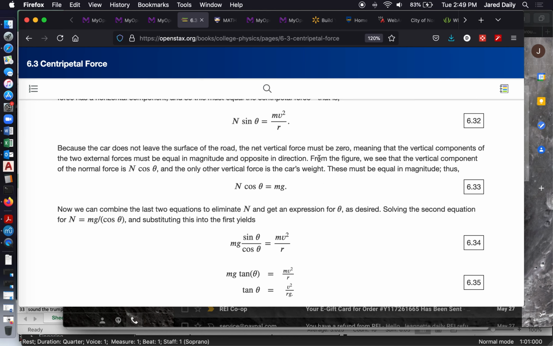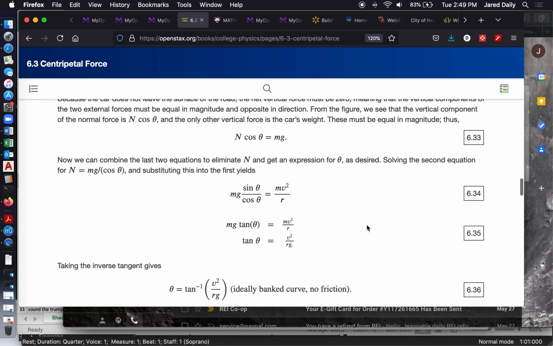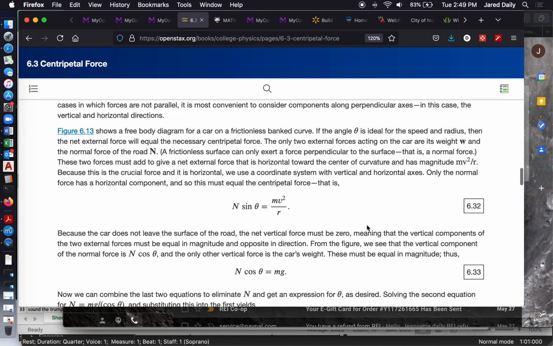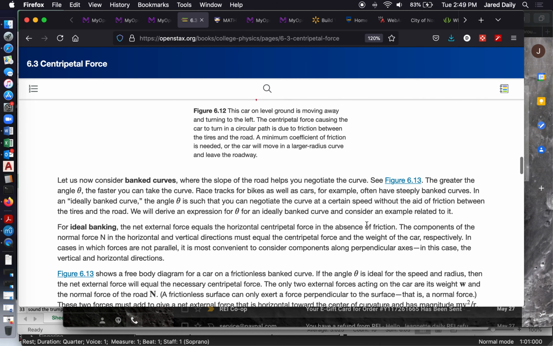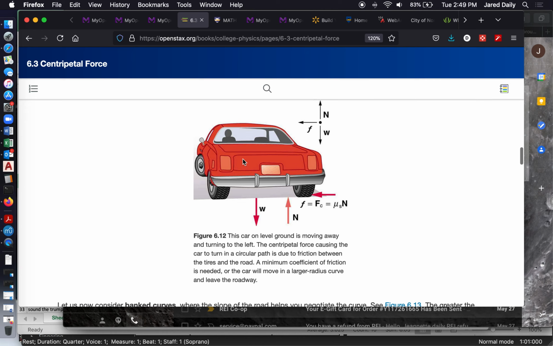And here they show in detail how we get from the point that, I got ahead of myself there. So that previous example was for a turn on a flat surface. So going around a curve on a flat surface.